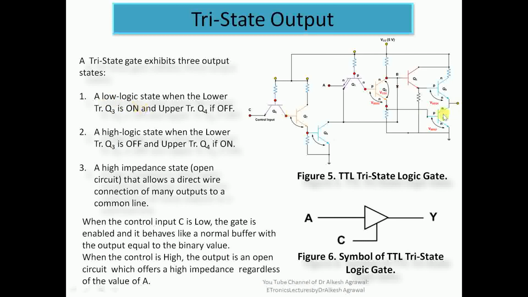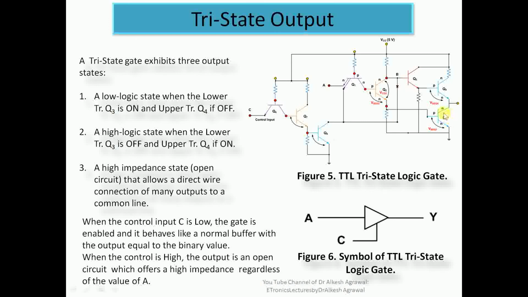One is the low logic state. The output logic is low in the low state. In what case? When transistor Q3 is operative and Q4 is in cutoff mode. This is what we have shown in previous configurations also. So this is one of the states when the output is at low logic, meaning Q3 is operative and Q4 is in cutoff mode.